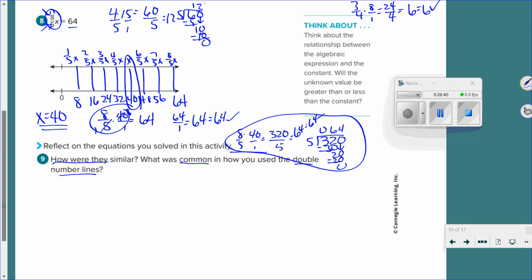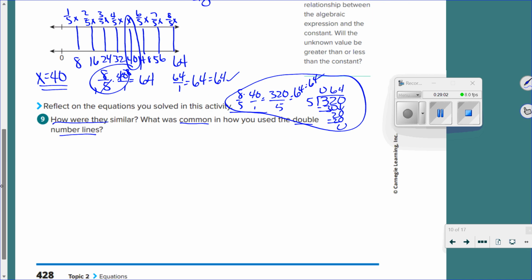What about the fraction? How did the fraction tell me to set it up? With the amount of intervals. How did I know? The denominator told me what? The denominator told me how many intervals. And what else did we use? The numerator. And that told me what? Where to put it. Good.